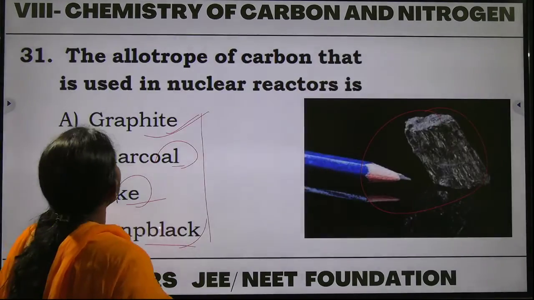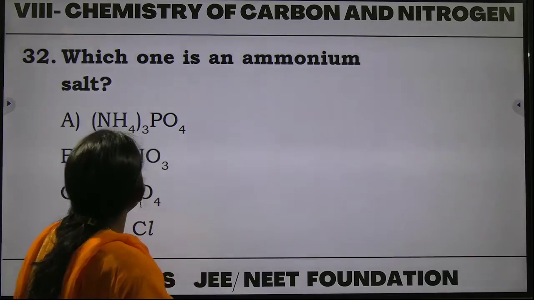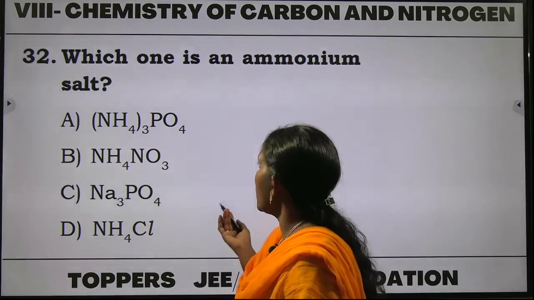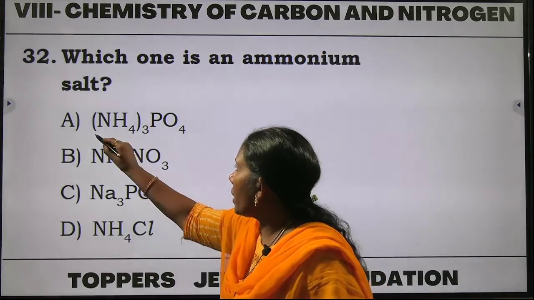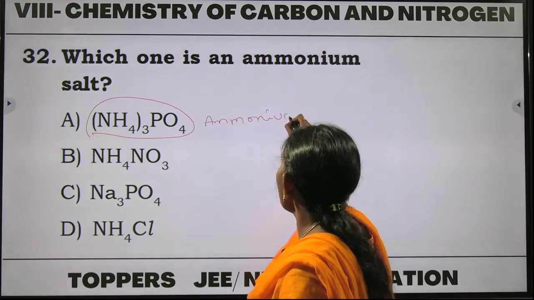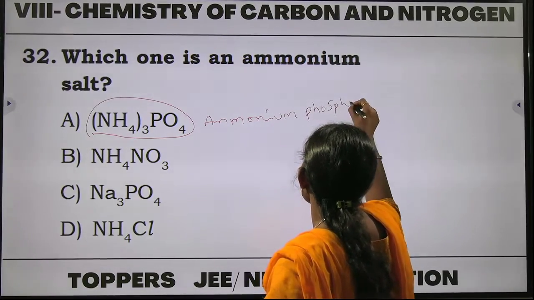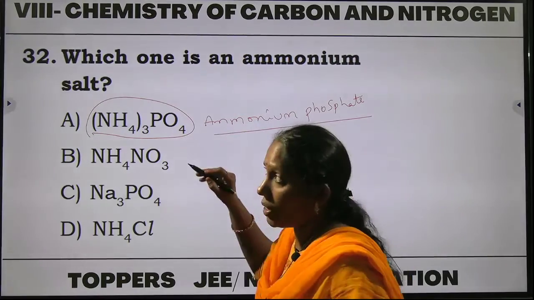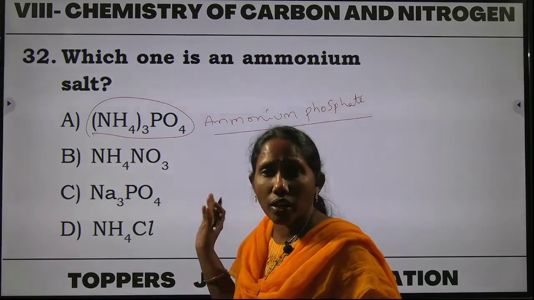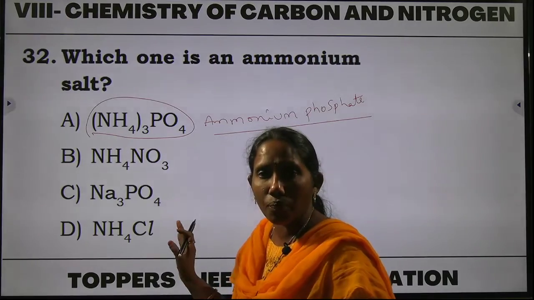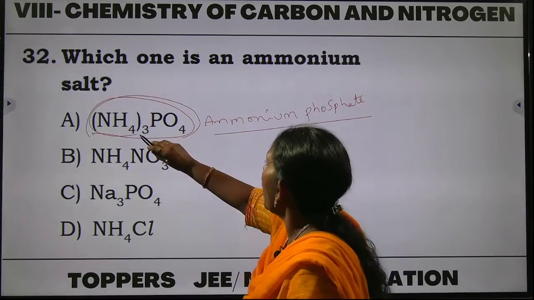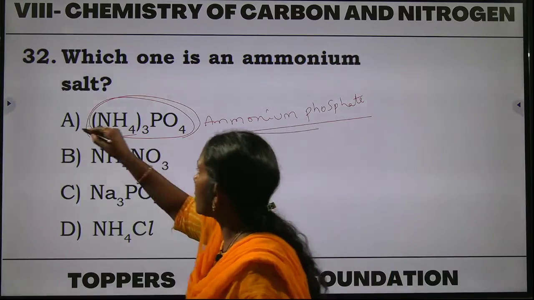Coming to the next question. Which one is an ammonium salt? Here some salts are given in the options. He is asking which one is an ammonium salt, right? See here, (NH4)3PO4. This is ammonium phosphate, and this is a salt of ammonium. A salt means there are two ions, one cation and one anion, which combine and form the salt, in general. So (NH4)3PO4 is ammonium phosphate and this is an ammonium salt.